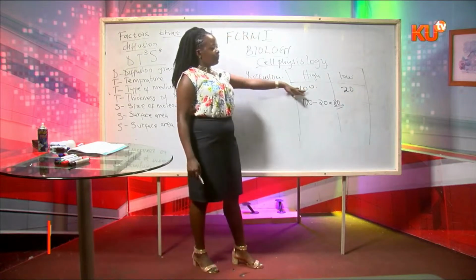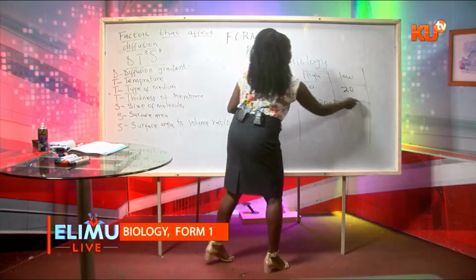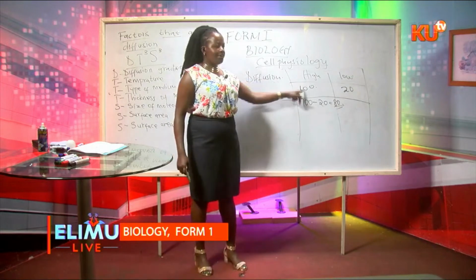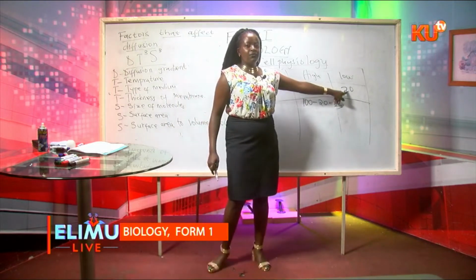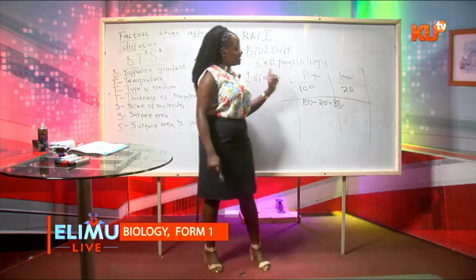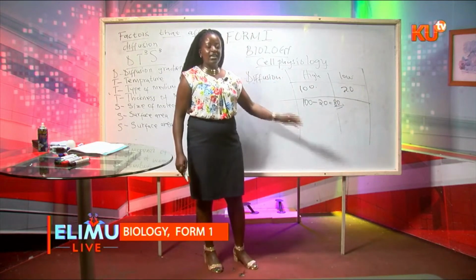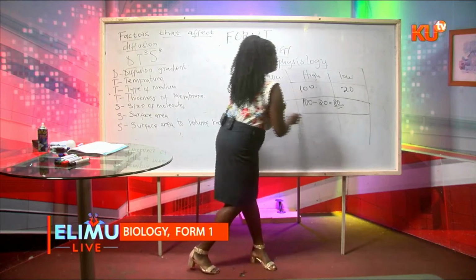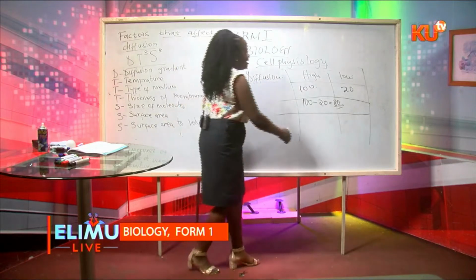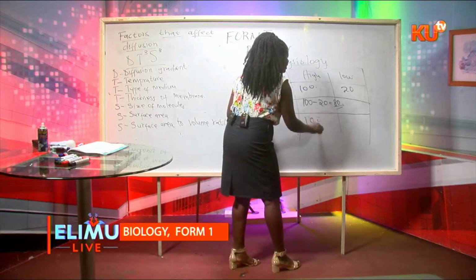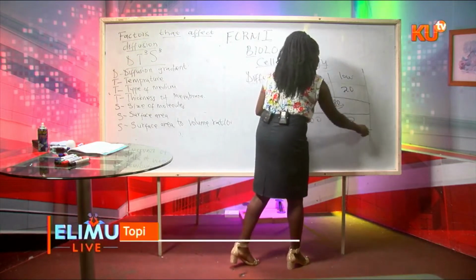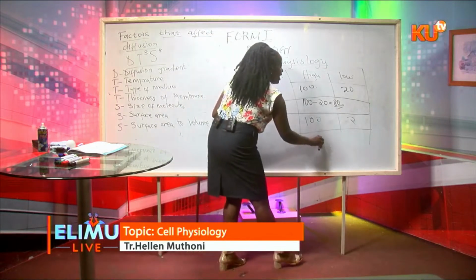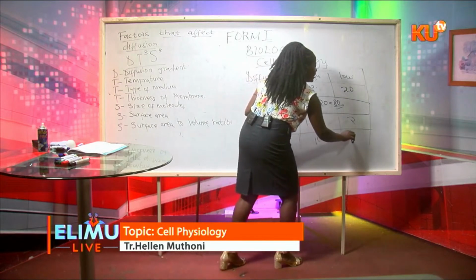So in the region of high concentration, we're going to have 2 scenarios. This is the first one. In the region of high, there are 100 particles, when in the region of low, we have 20 particles. The difference or the diffusion gradient will be 100 minus 20, which is 80. Then we have another scenario where we have 100 in the region of high concentration and 2 in the region of low concentration. The diffusion gradient will be 100 minus 2, which is 98.